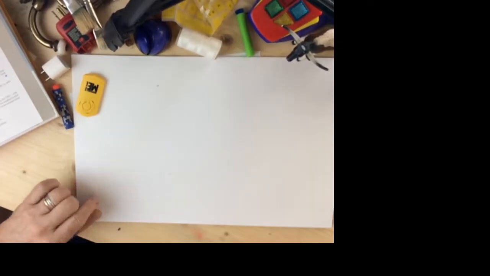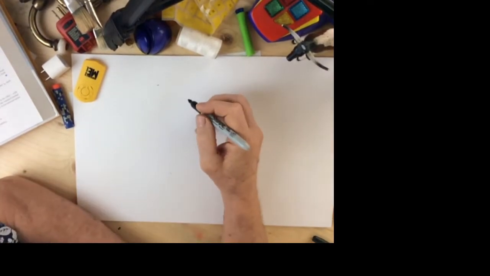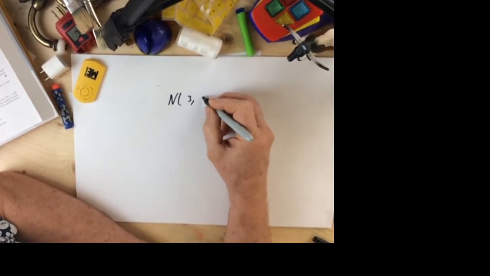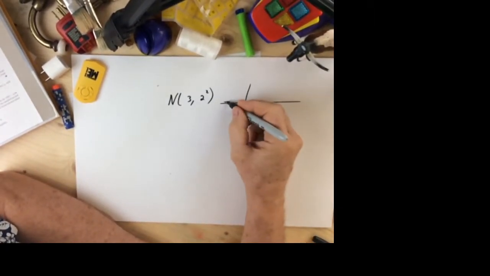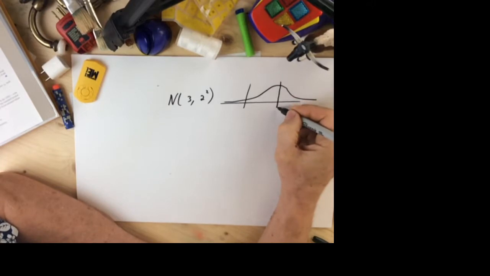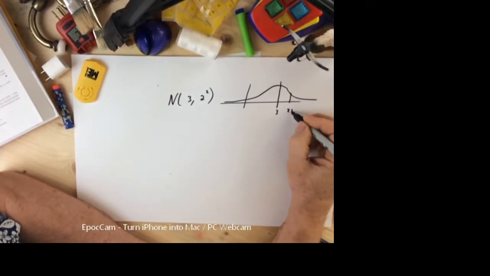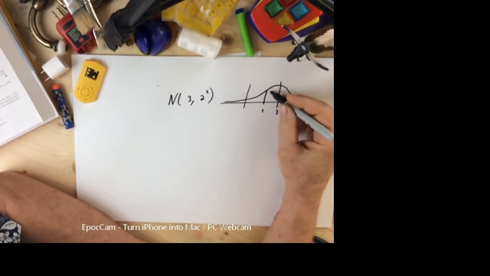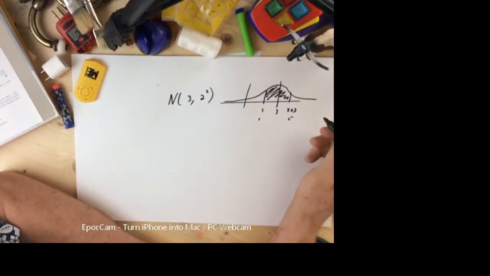So let's do an example of how this comes into play. Let's suppose that we have a normal curve 3, 2 squared. This says that the curve is centered at 3. It has a standard deviation of 2, so 2 plus 3 is 5, 3 minus 2 is 1. Let's find out how much space exists between 1 and 5 on this curve.